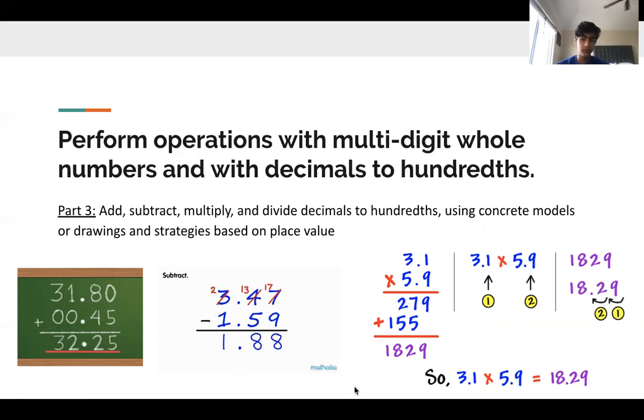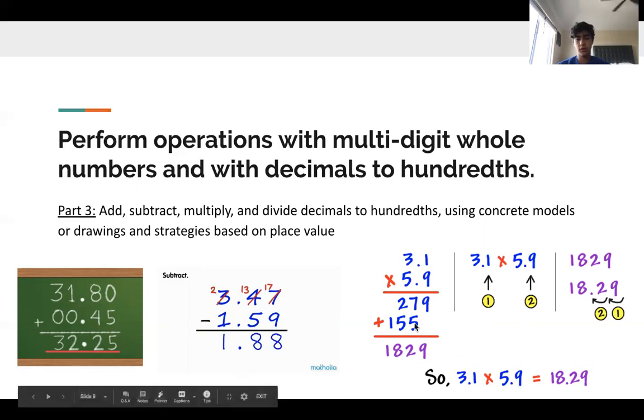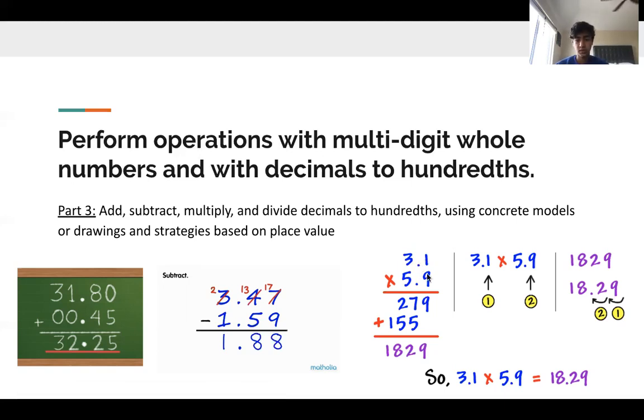Multiplication is a little more confusing, but it's the same process as before when we did whole number multiplication, except you have decimals now. So let's solve it like a normal problem, right? Let's just call it 31 times 59, right? Same procedure. 1 times 9 is 9. 3 times 9 is 27. Drop a 0 right here.